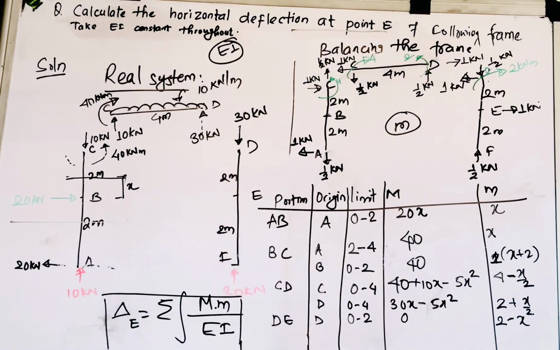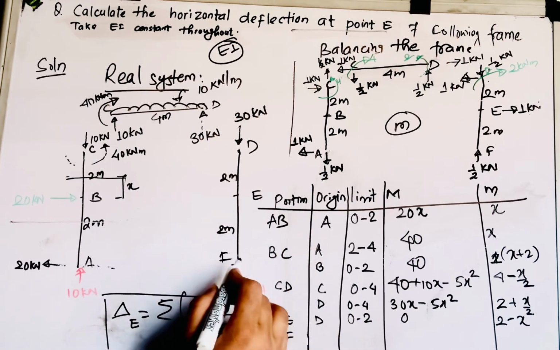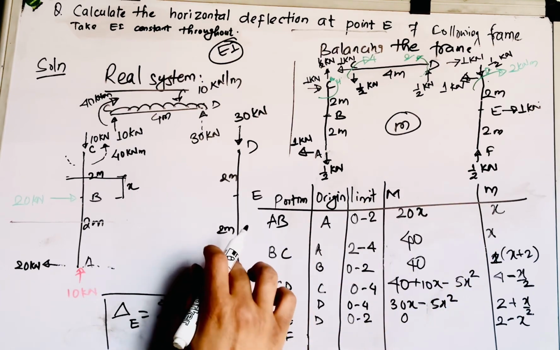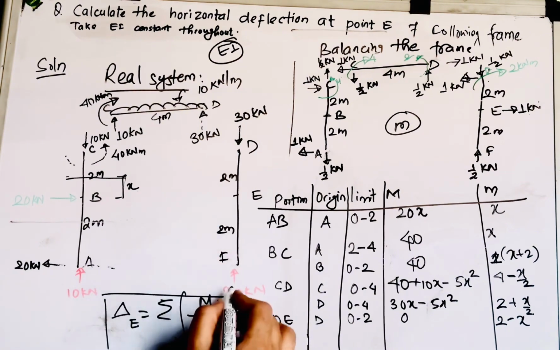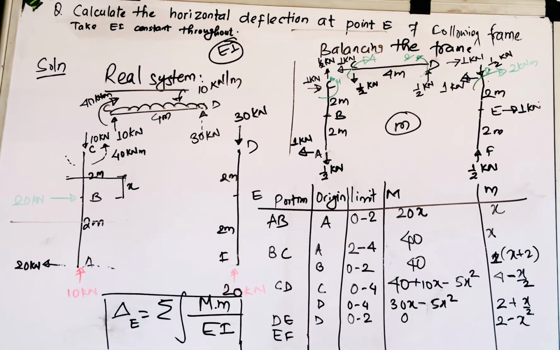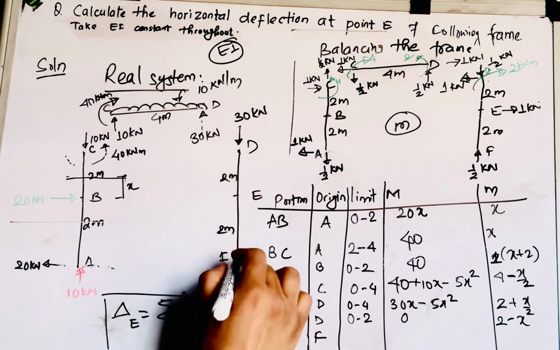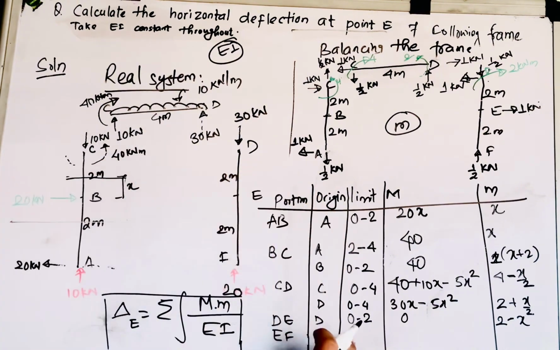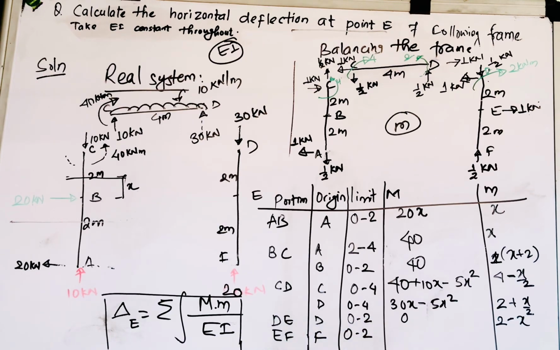Now one section is remaining, EF, and for EF I can assume E or F as origin, since the origin is considered based on how fast the calculations you can make. Whatever origin you like, assume F as the origin. So if F is the origin, the x will go from F along the section EF. Then the limit will be 0 to 2, right?